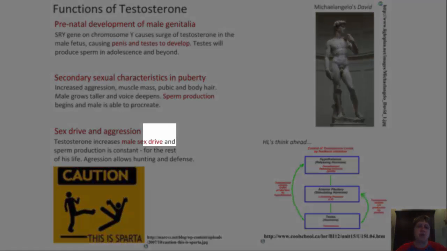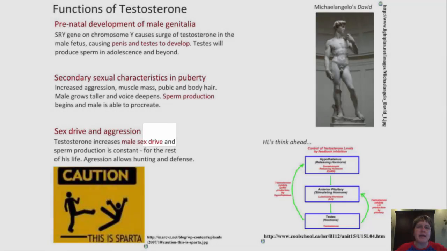All right, so let's continue with talking about testosterone. So I just talked about this prenatal development of the male genitalia, so I'm not going to go into that again, but there's some additional information here. As the male child grows and develops, testosterone will also trigger the secondary sexual characteristics once the child hits puberty. And this includes increased aggression, increased muscle mass, pubic and body hair. Males typically grow taller than females, their voice deepens, and then of course sperm production will start, and the male will be able to procreate, and that all starts in puberty.